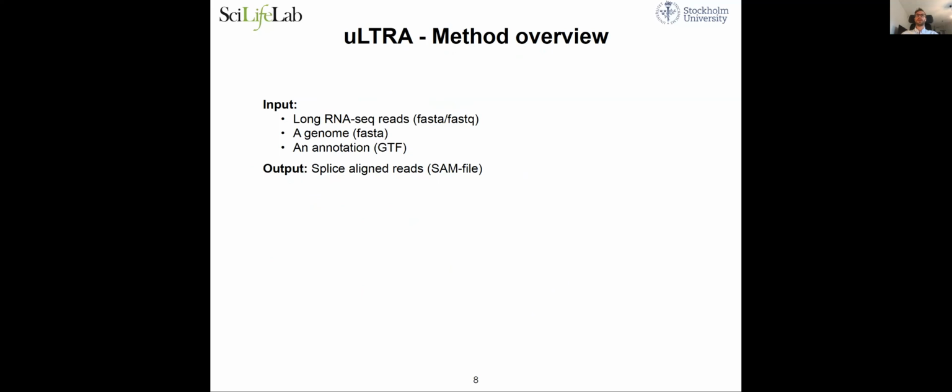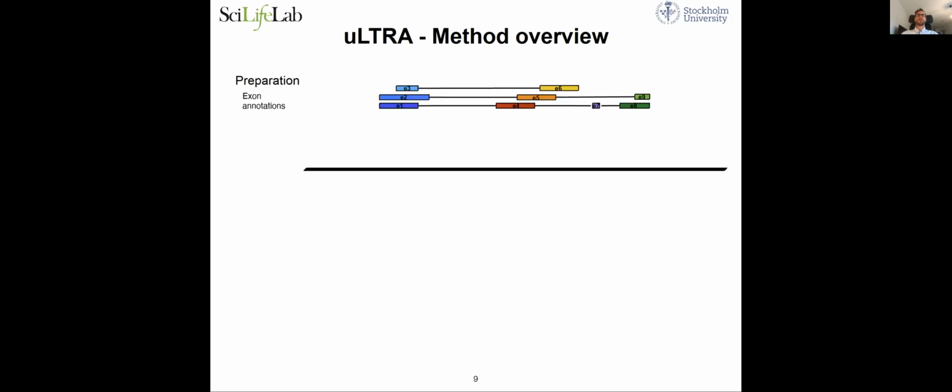And the output is common to other aligners. It's simply a SAM file with the genomic coordinates of the aligned reads. And so, okay, as for the algorithm, I'll start by going through the indexing or preparation step and then go through the alignment step.